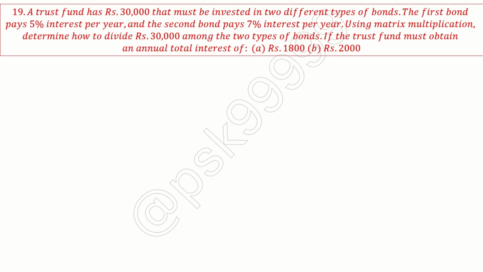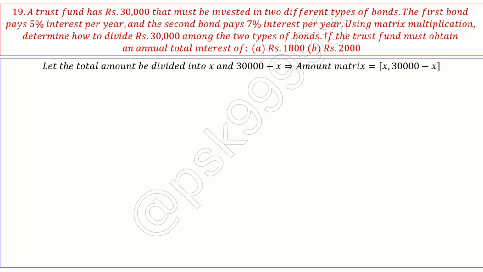Next. A trust fund has 30,000 that must be invested in two different types of bonds. The first bond pays 5% interest per year, and the second one pays 7%. Use matrix multiplication to determine how to divide 30,000 among the two types of bonds. Normally we solve this using equations, and we'll do the same thing with the matrix, basically almost similar.